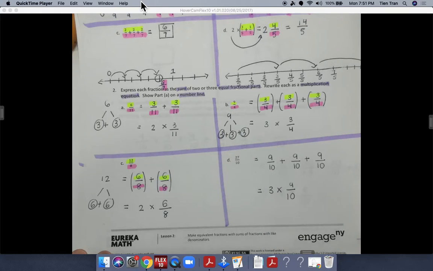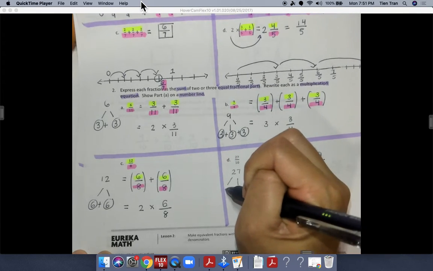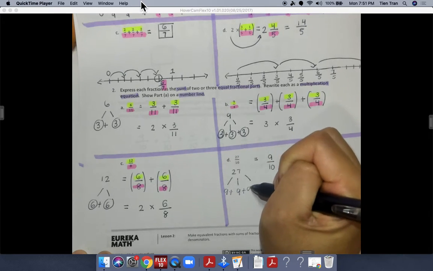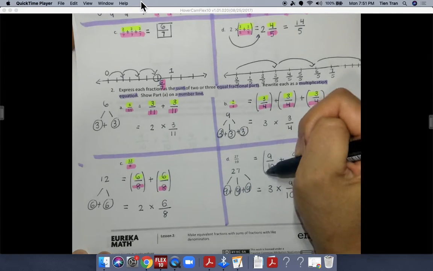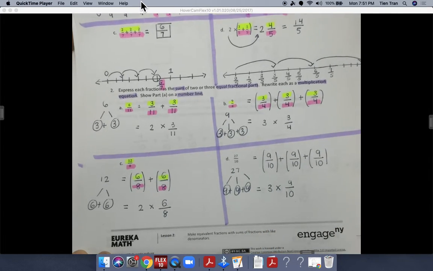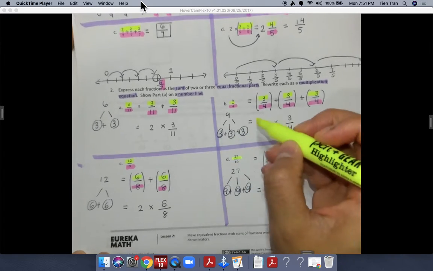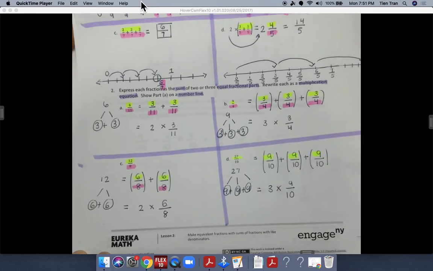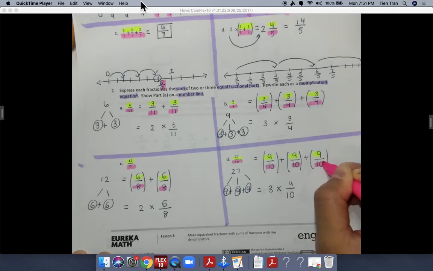For problem D, I have 27, and I can split that into 3 9's. Because 9 plus 9 plus 9 is equal to 27. So there are 3 of them. So I multiply 3 times 9 tenths. So at the top, we have your numerator, and on the bottom, you have your denominator.